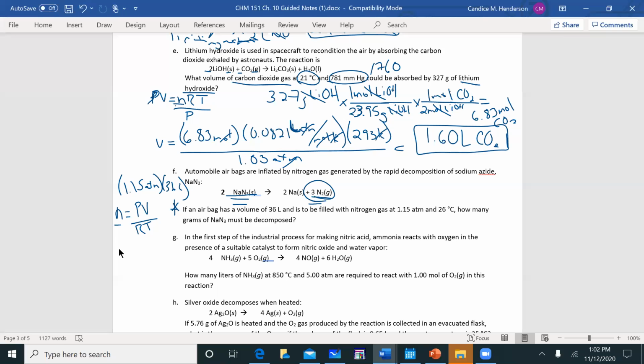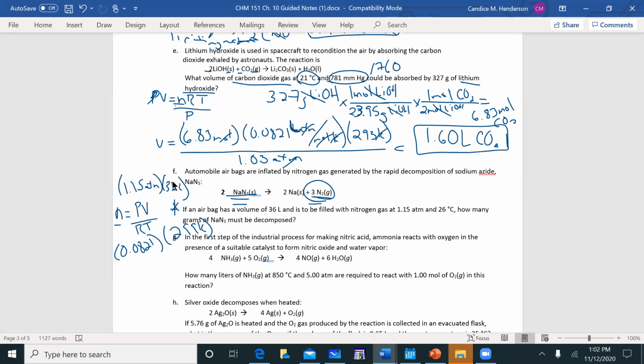My R is a constant, so we've got our 0.0821. I'm not going to put all the units in there. And then our temperature is 26. So that is the one thing that we do have to adjust, taking our 26 and adding 273. And that gives us a temperature of 299 Kelvin.